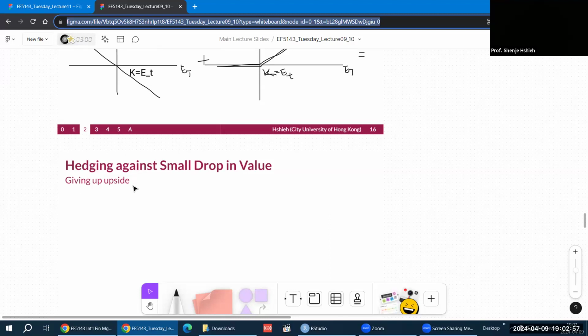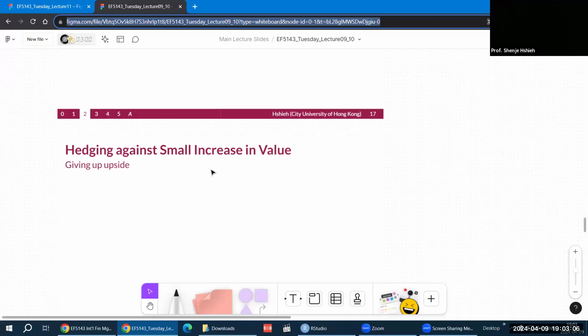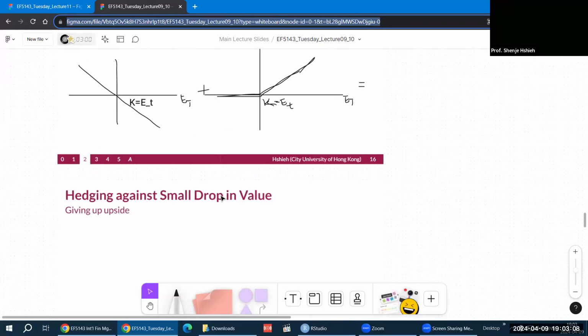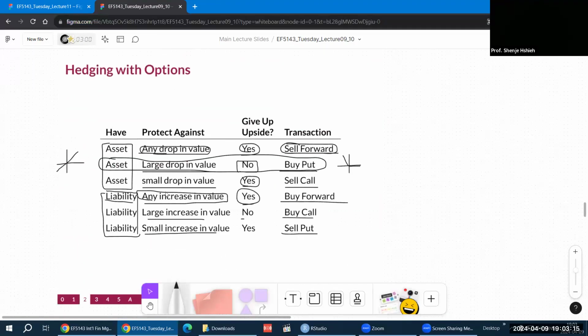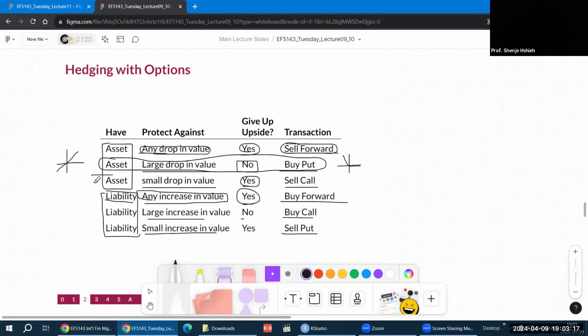But again, it depends on the situation that you're in and whether or not you want to bet against a small drop or a small increase, I believe, right? Small drop and small increase. All right, so let's go ahead and try to talk about hedging against small drops in value. So if we go up to our table again, if we're hedging against small drops in value, we're talking about an asset position, and we want to hedge against, obviously when we have an asset position, we want to hedge against it going the opposite direction. And so we're talking about small drops in value.